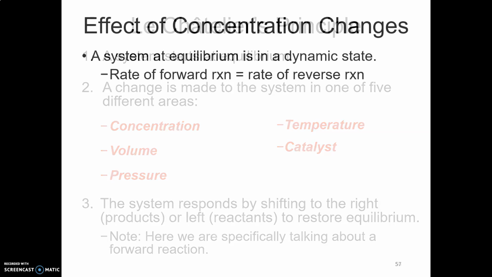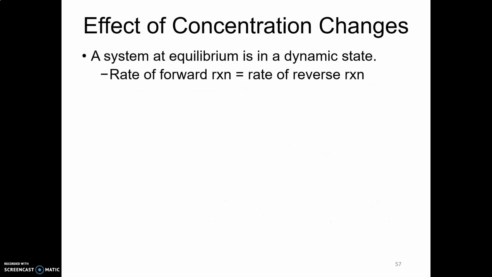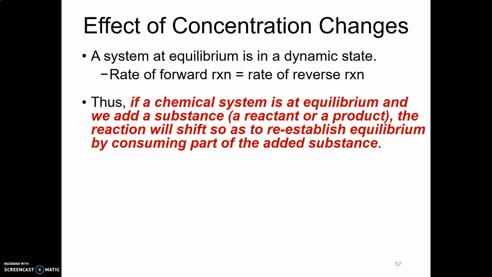All right, so let's start with concentration because that's the first one, and that's kind of the easiest one to get. So you have a system at equilibrium, right? But remember, an equilibrium is a dynamic equilibrium. It's a dynamic state. It's when the rates are equivalent. So if you change a concentration amount, you're changing one of the rates. So it has to counteract that to re-achieve the equilibrium to get the rates the same again, right? So we have this statement: if a chemical system is at equilibrium and we add a substance, the equilibrium will shift so as to reestablish an equilibrium by consuming part of the added substance.